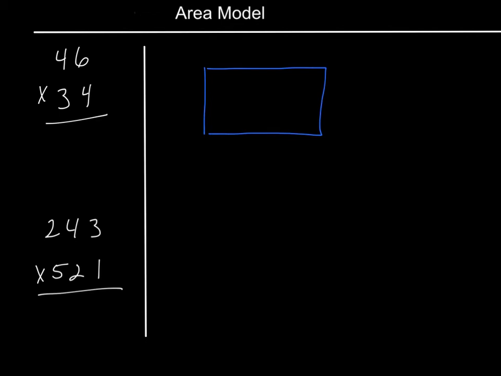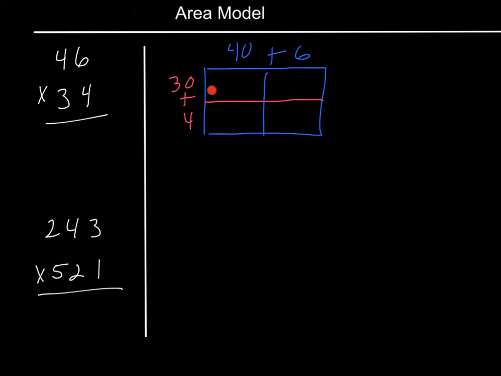So now I'm going to write this just like we did in expanded form before. I'm going to write it 40 plus 6 like that. And then down the side, I'm going to write 30 plus 4. So I wrote the number 34 down the side, and I wrote the number 46 going across the top. And it doesn't matter which one you put where, I just decided to do it that way. Now what I'm going to do is I'm going to find the area of each one of these boxes.